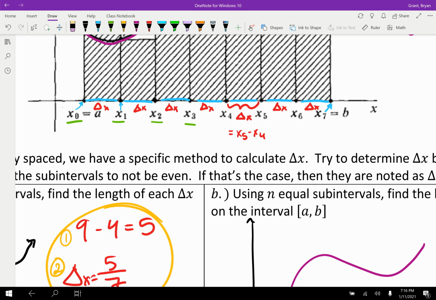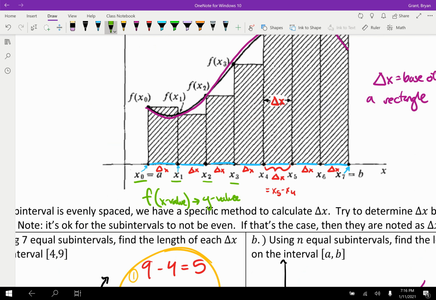Those are x values. But when we do f of an x value, f of an x value creates a y value. So for example, if I wanted to look at this point right here on my graph, it has to be on the function. This is the function f of x. This is f of x sub 1. All right, and you can see the rest, f of x sub 2, f of x sub 3, so on and so forth.